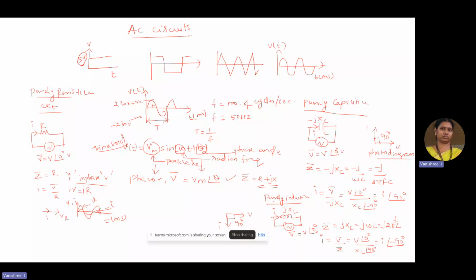So in a purely resistive circuit, voltage and current are in phase. In a purely inductive circuit, the current is lagging behind the voltage by an angle of 90 degrees. And in a purely capacitive circuit, the voltage is lagging behind the current by an angle of 90 degrees. So current leads the voltage in a capacitive circuit, current lags the voltage in an inductive circuit, and current is in phase with the voltage in the purely resistive circuit. So I hope you have got some basic idea regarding the behavior of purely resistive, purely inductive, and purely capacitive circuits.